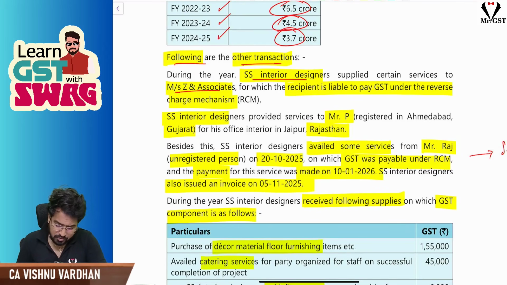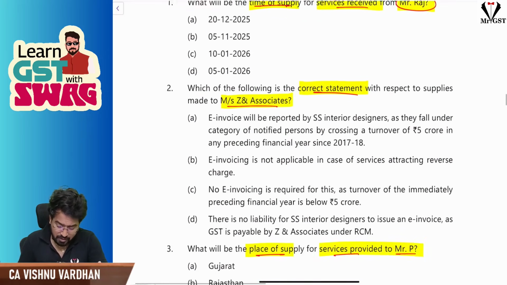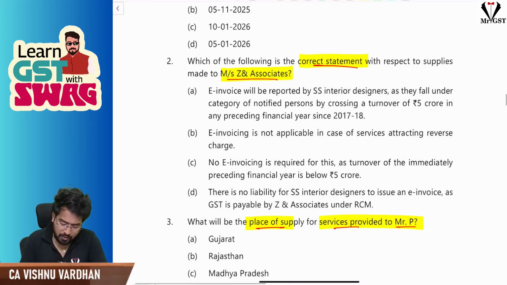Regarding Mr. Z and Associates, there is one question. Recipient is liable to pay GST under reverse charge mechanism, Z and Associates. So it is supply made under RCM. Okay, this is the question. Second one. E-invoice will be reported by SS Interior as they fall in the category of notified persons. Turnover crosses 5 crores. Fair enough.